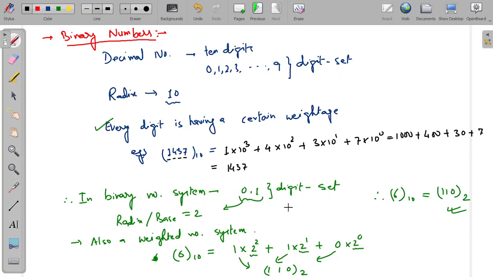Then a binary digit, the 0 and 1s, they are also known as a bit. Each of these 0 and 1s are called individual bits, and a group of 8 bits would be called a byte, and a group of 4 bits would be called a nibble.